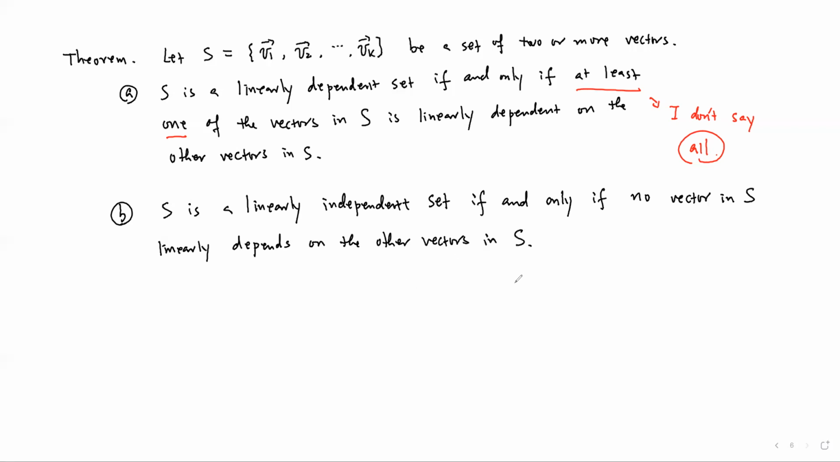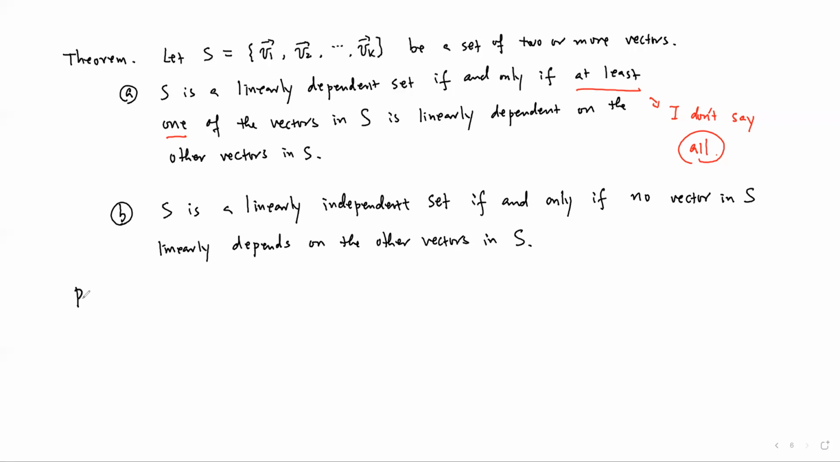Yes, part A and part B are actually the same thing. Part B follows from part A. A set S is a linearly independent set if and only if the vectors in the set are linearly independent of each other. This is part B. Now, let me prove part A.